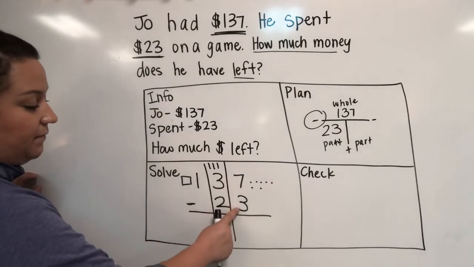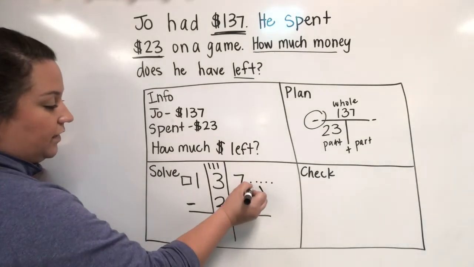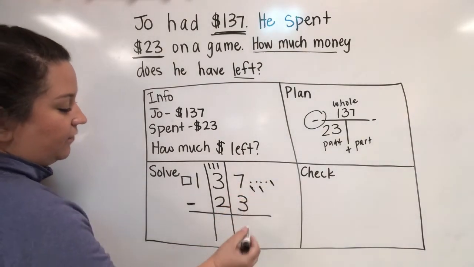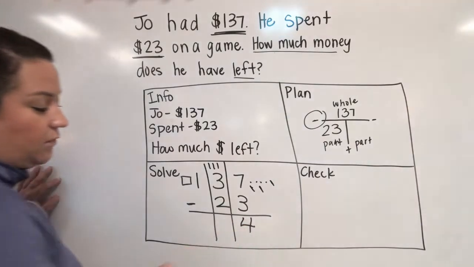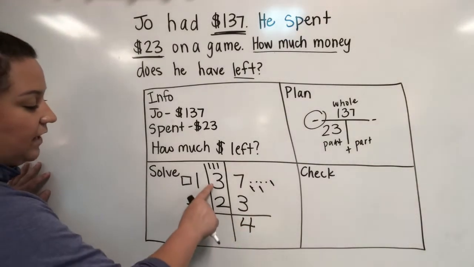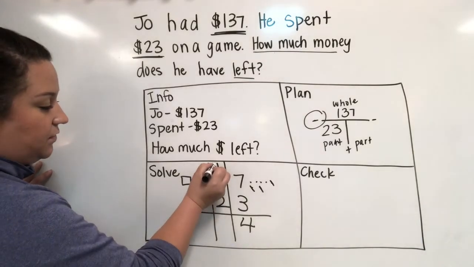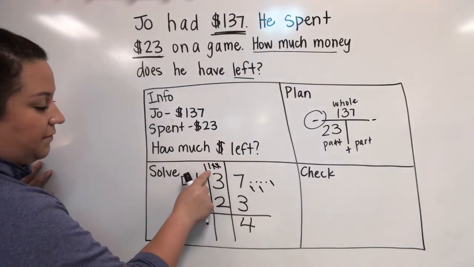So remember, we always start adding and subtracting in the ones place. So what is 7 minus 3? 7 minus 3 would be 4. So we're going to have a 4 in the ones place. Okay, and then we have 3 minus 2. So I have my 3 base 10 blocks up there. I'm going to take away 2.